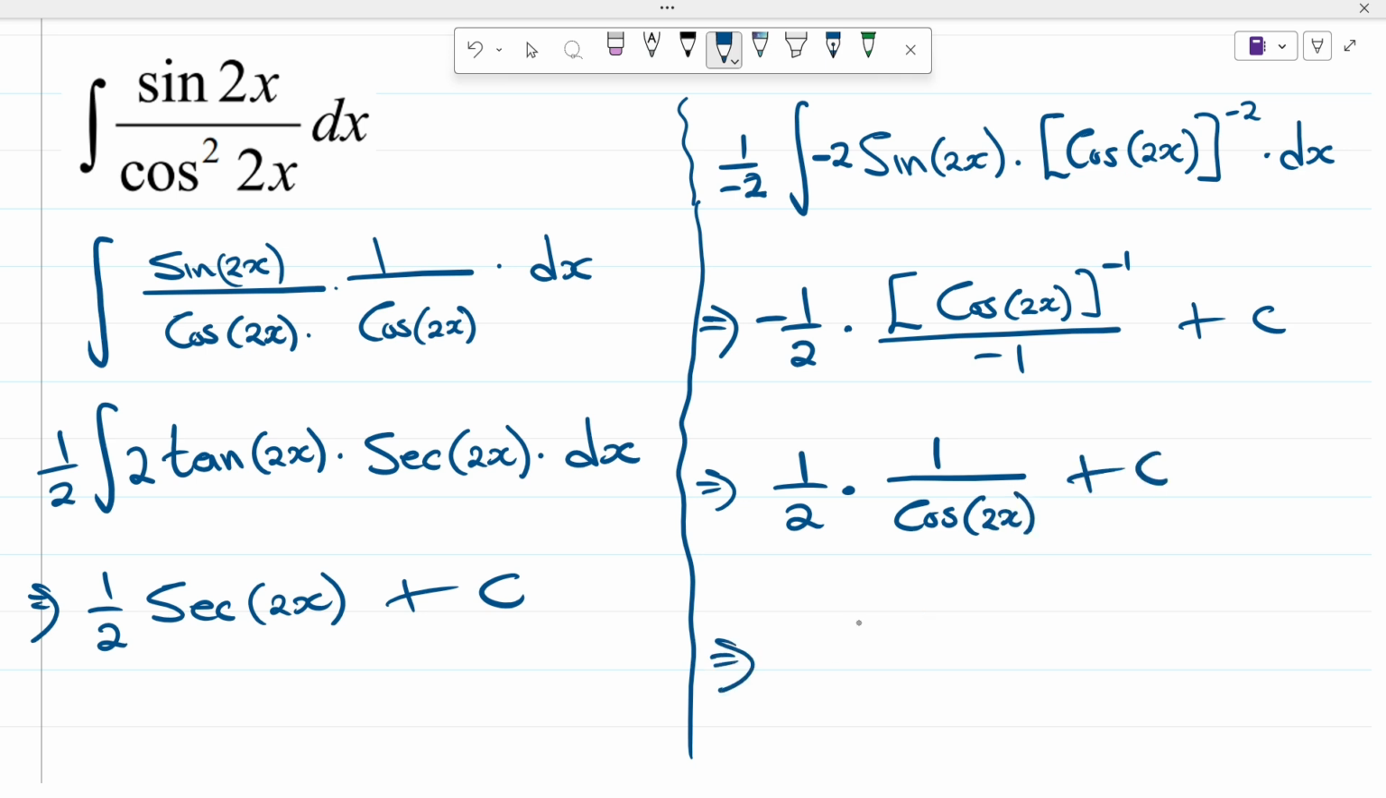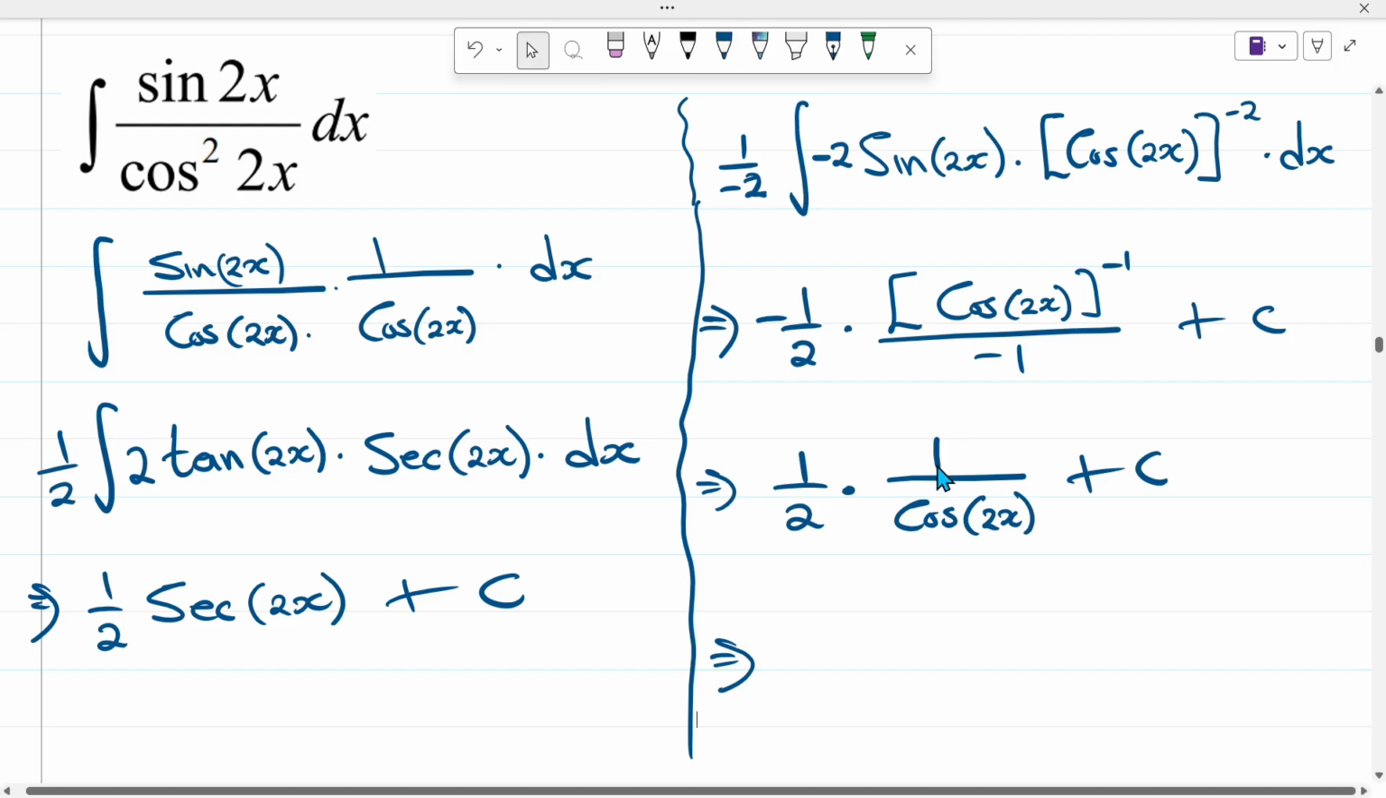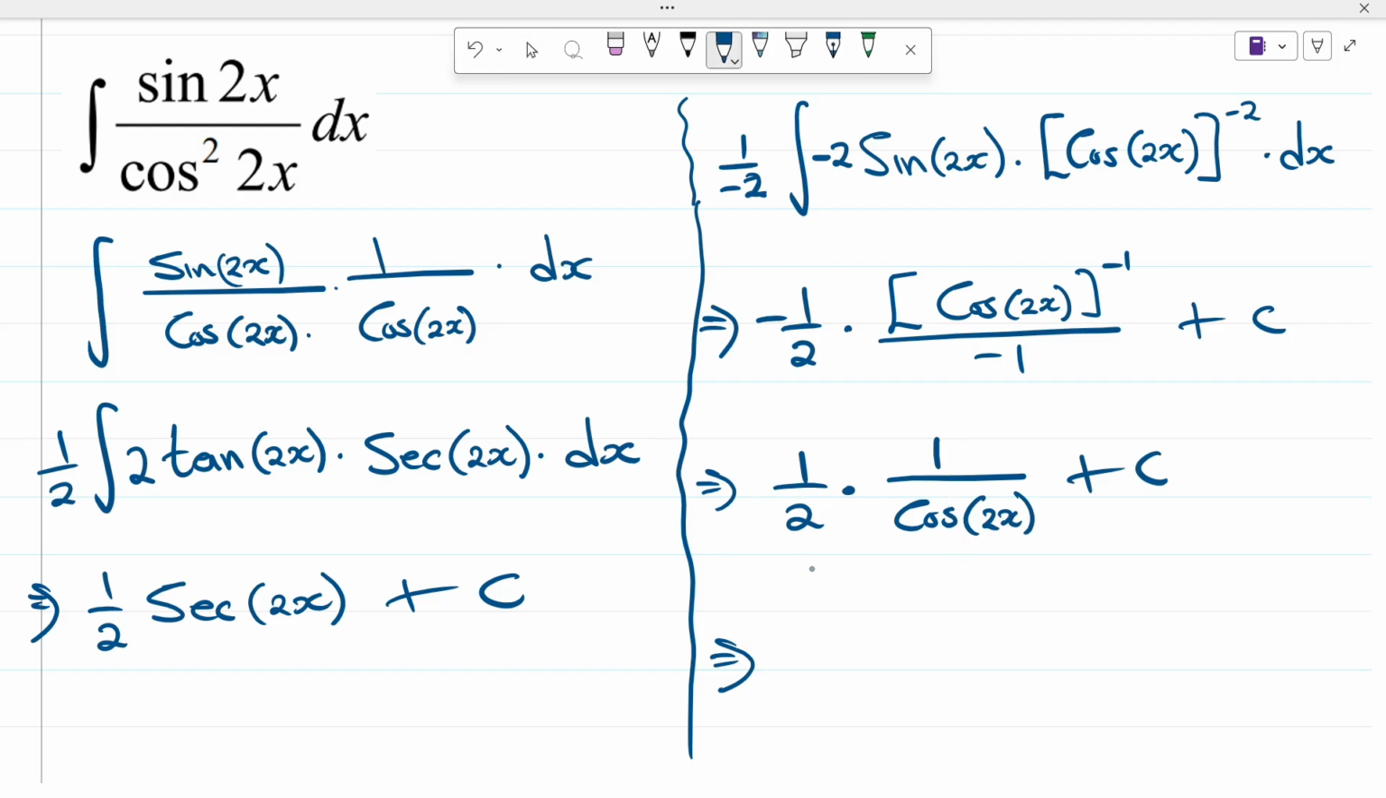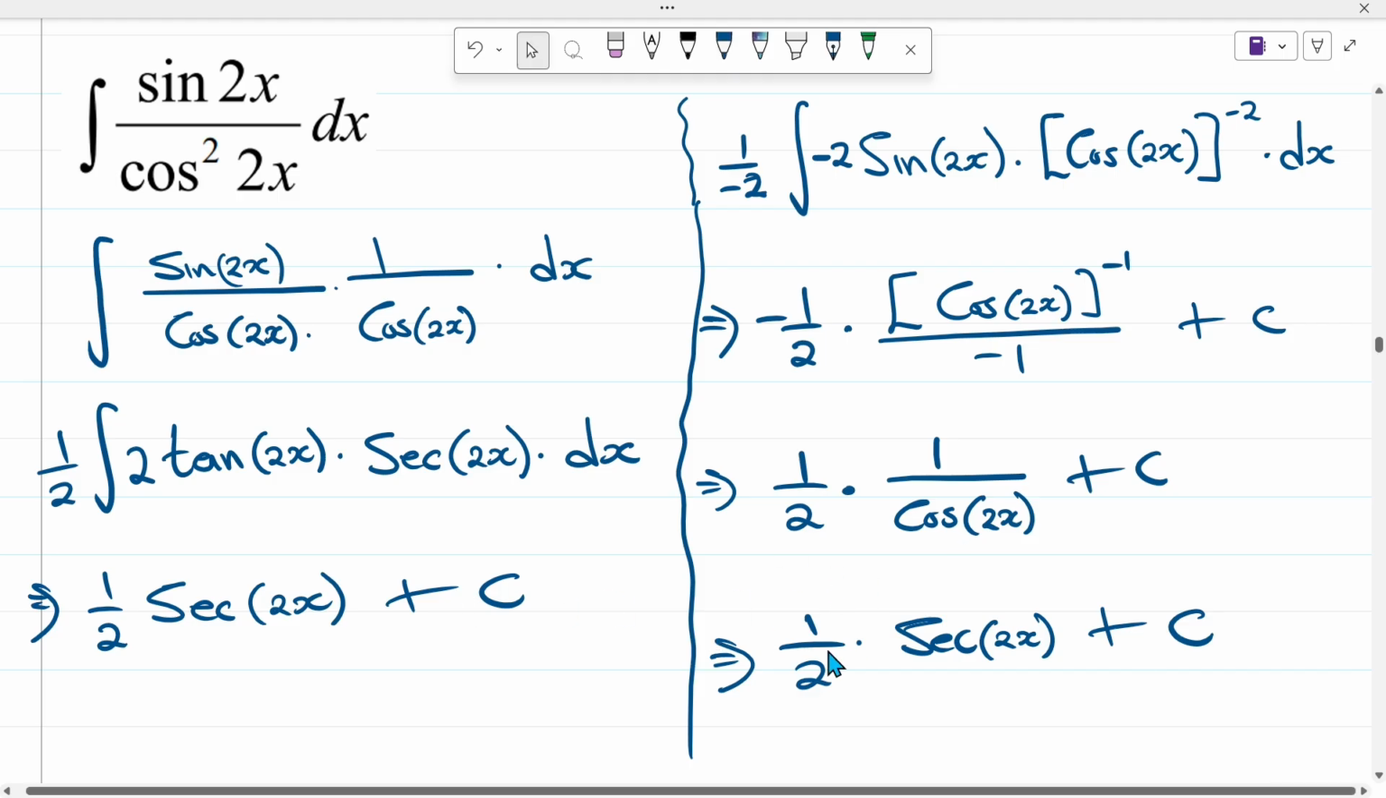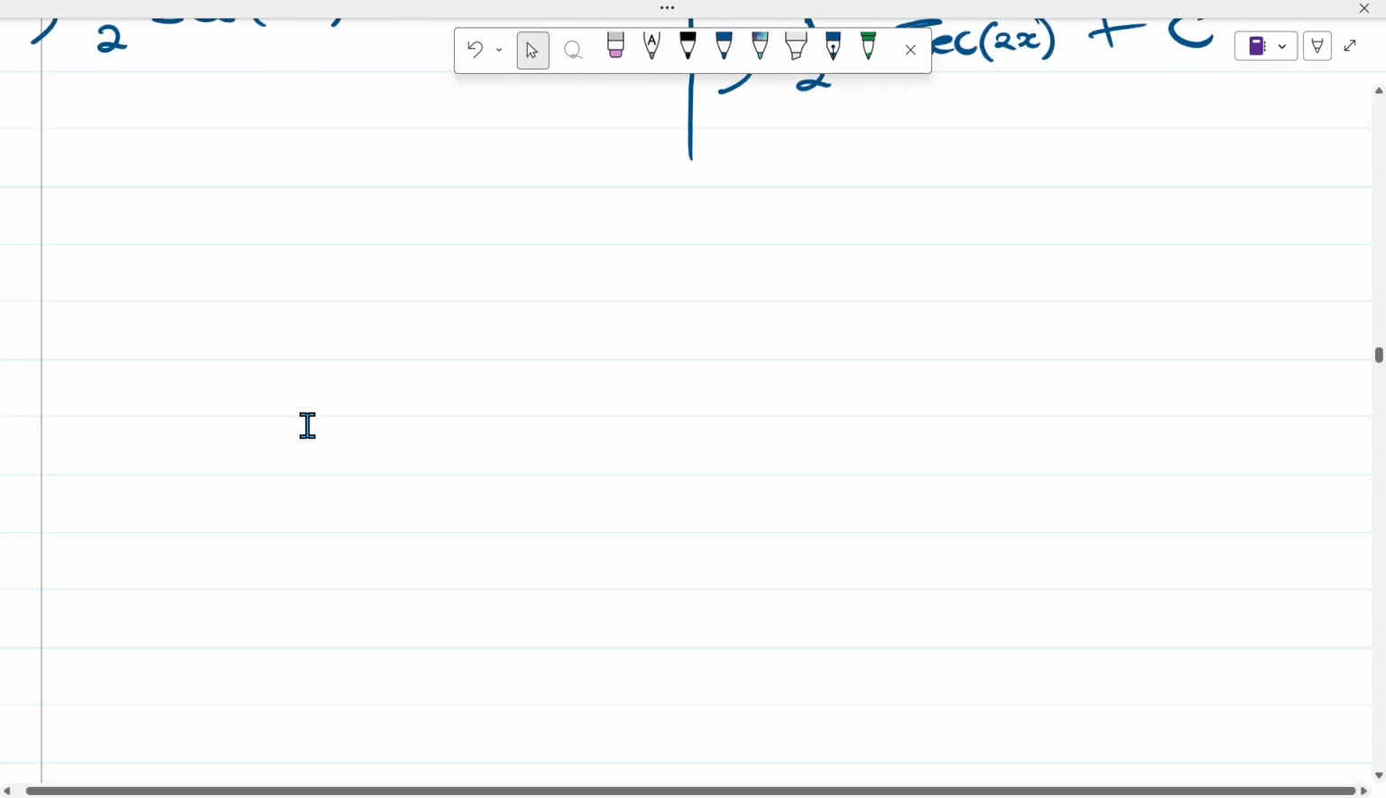Then from there, 1 over cos, when we use the reciprocals, is going to be 1 over 2 sec of 2x plus c. So that's your 1 over 2 sec of 2x plus c. So you see, these things are the same, whether we use general power rule or simplifying first. Then yeah, I hope you got that one.